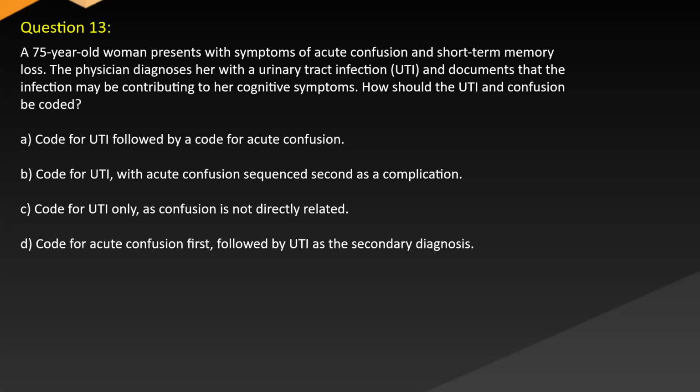Question 13. A 75-year-old woman presents with symptoms of acute confusion and short-term memory loss. The physician diagnoses her with a urinary tract infection (UTI) and documents that the infection may be contributing to her cognitive symptoms. How should the UTI and confusion be coded? A. Code for UTI followed by a code for acute confusion. B. Code for UTI with acute confusion sequenced second as a complication. C. Code for UTI only as confusion is not directly related. D. Code for acute confusion first, followed by UTI as the secondary diagnosis.